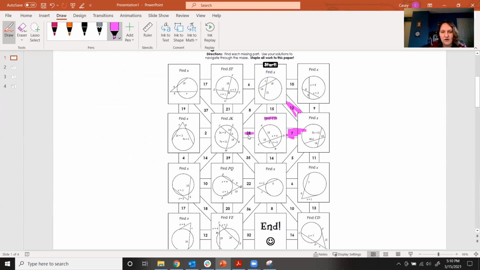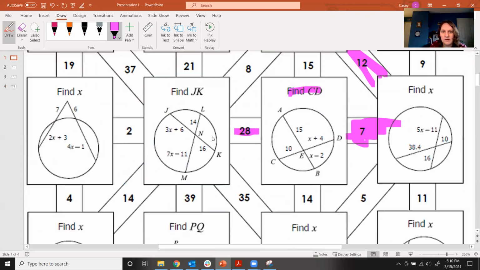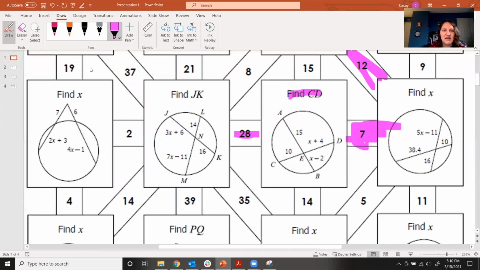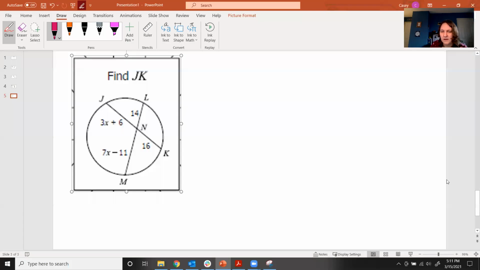Now that we know that we are in this box, go ahead and find the length of JK. Do that now. Okay, so to find JK, we are going to take our parts and multiply them together. 16 times 3x plus 6.